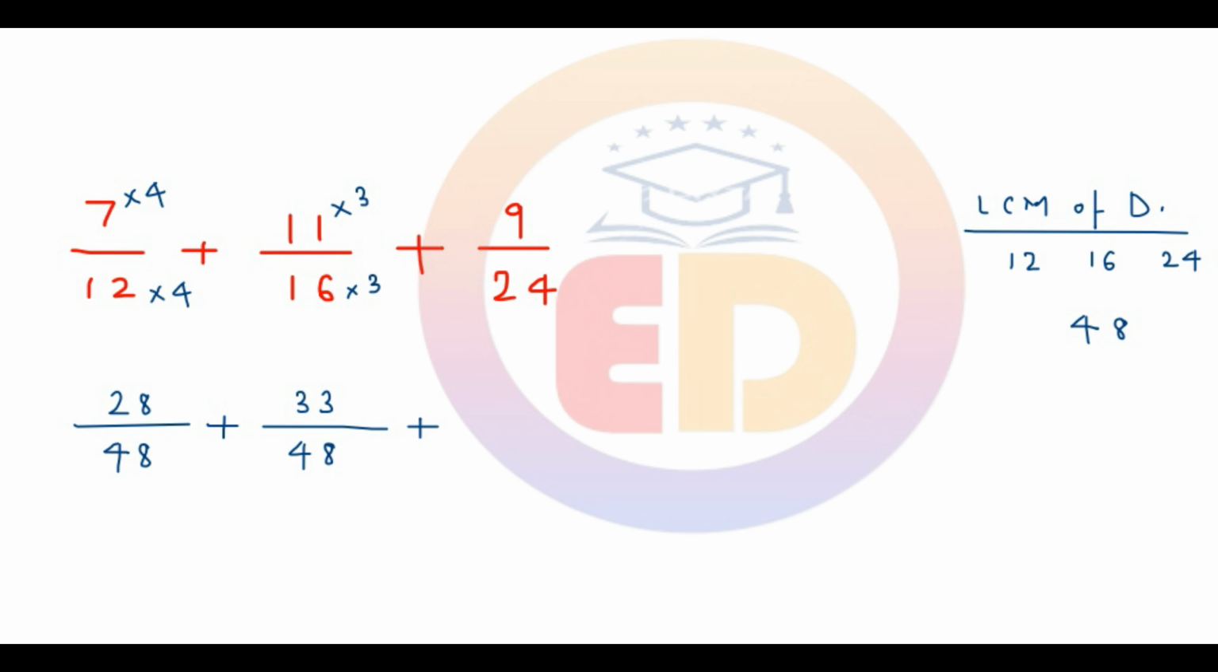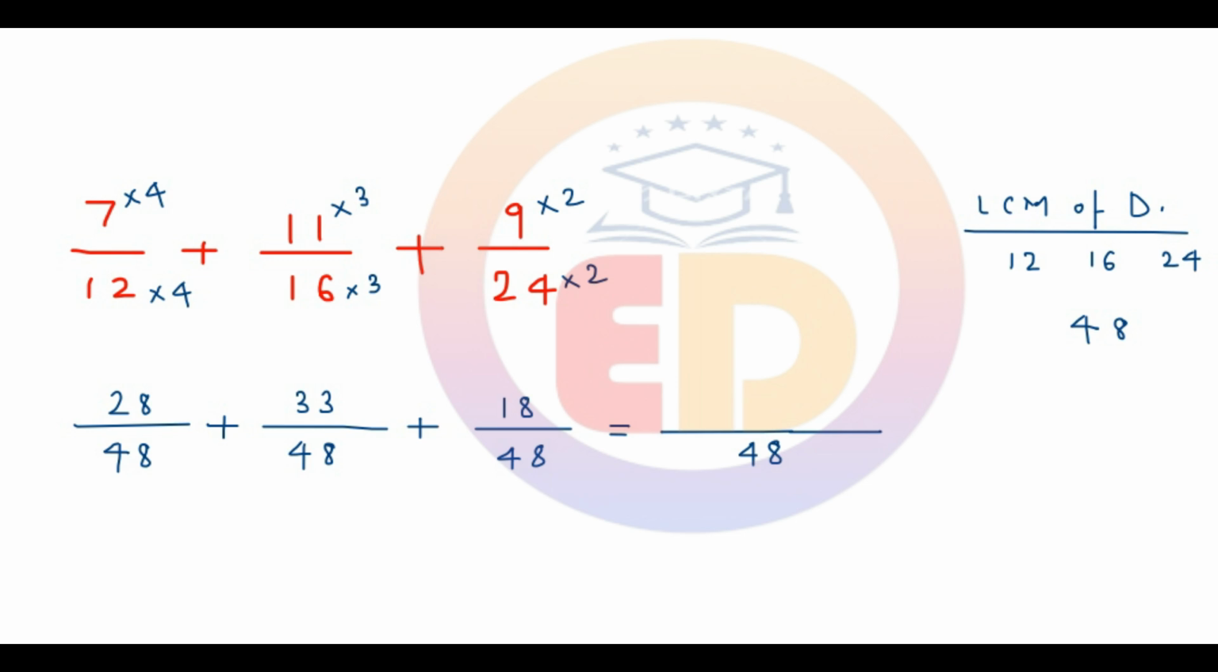Plus, I will convert the denominator 24 to 48. To convert 24 to 48, multiply it by 2. And multiply the numerator also by 2. 9 into 2 will give me 18. Now, the common denominator of all the three fractions, which are now like fractions, is 48. So which will be the denominator of my answer also.